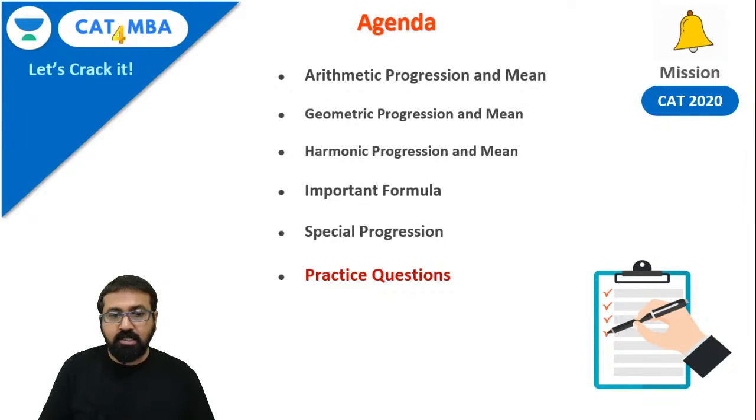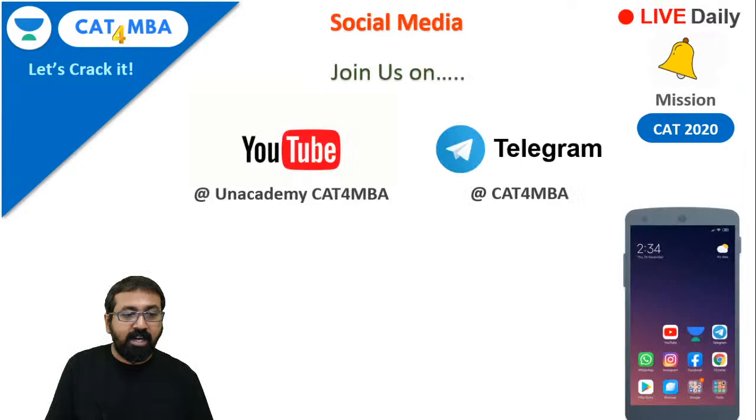So guys, this is the agenda for today's session. We are going to discuss arithmetic progression and arithmetic mean. We'll also discuss geometric progression and harmonic progression. Then we'll look at some important formulae and we'll look at one special progression, based on which questions have been asked in CAT and other MBA entrance exams, right? So I'll tell you what that is and I'll explain that in detail as well. Right, so let's go ahead.